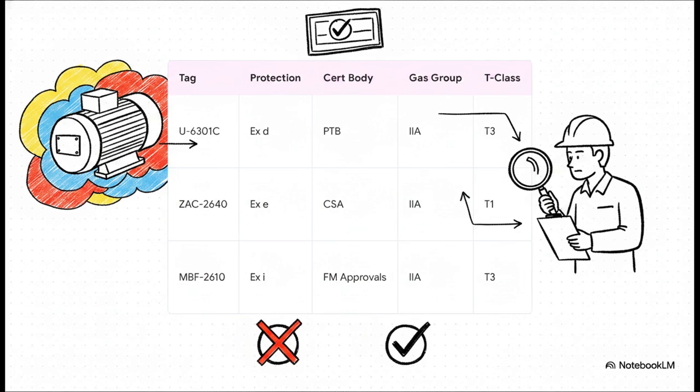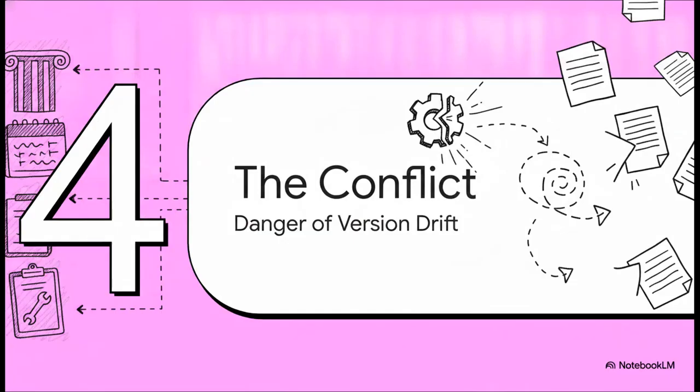The so what here is that when an inspector conducts an audit, they're going to stand out on the deck, look at the physical nameplate riveted to a motor, and cross-reference it line by line with this exact register. A single mismatch means a failed audit. Which leads us perfectly into the core conflict, the danger of version drift.